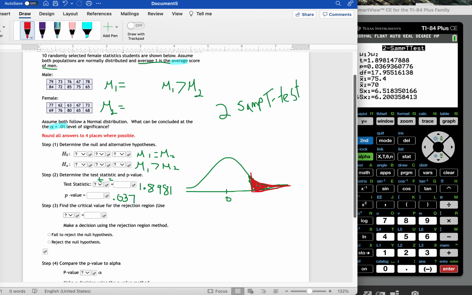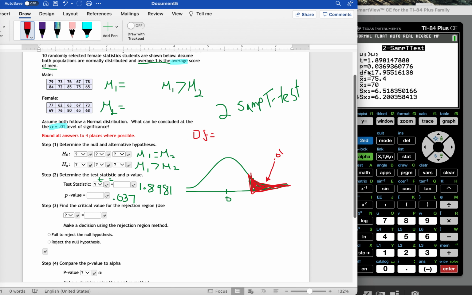Now, I got to find the cutoff point for that rejection region. For the level of significance, we said that was 0.01. So we want this area here, shaded in red, to be 0.01. And because we're using the t distribution, we want to do inverse t, which means we also need to know our degrees of freedom, which I got right off the calculator here.